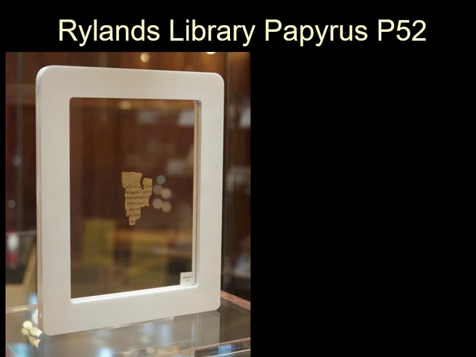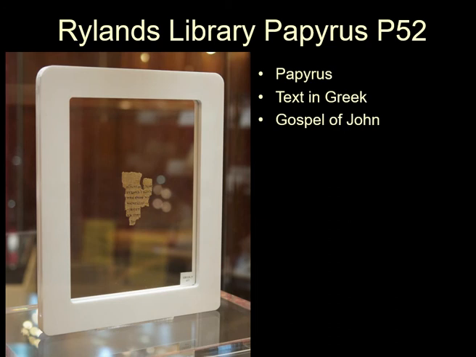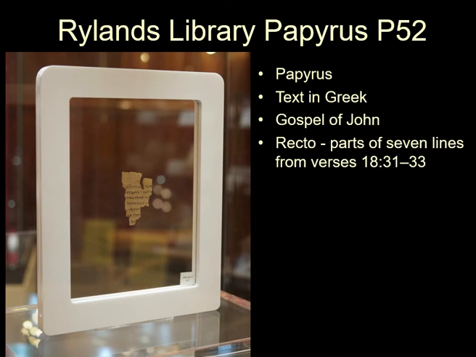Christianity was this book, including at times the Hebrew Bible and the New Testament written in Greek. This is an example of that. It's made of papyrus, and the text is in Greek. It was found in Egypt. It's the Gospel of John, and it has a recto.